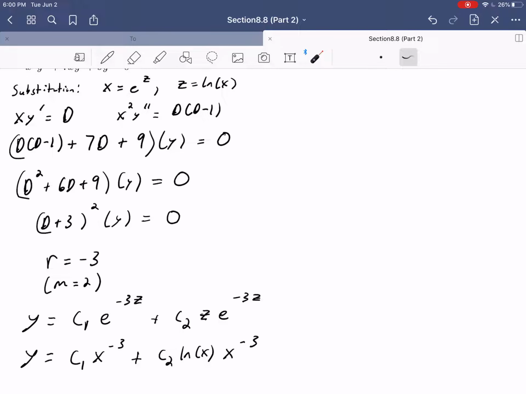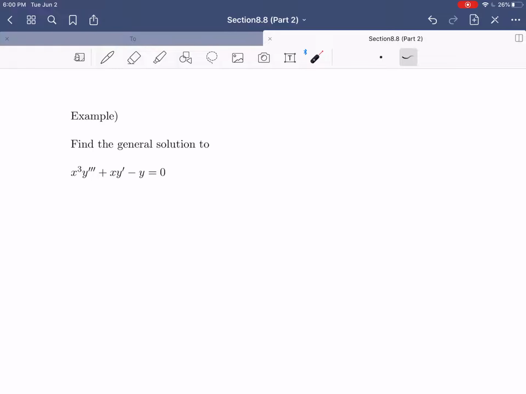Okay, let's take a look at another example here. So we're going to try to find the general solution to this. Notice that this time it's going to be third order. So we're going to just show that our substitution works even if we go an order higher. All right, so we're going to do our substitution: e to the z equals x, or if we prefer, z equals ln x, however you like to think about it.